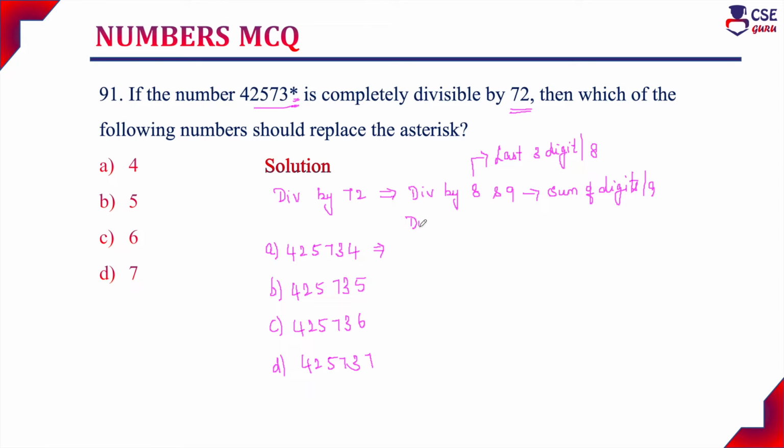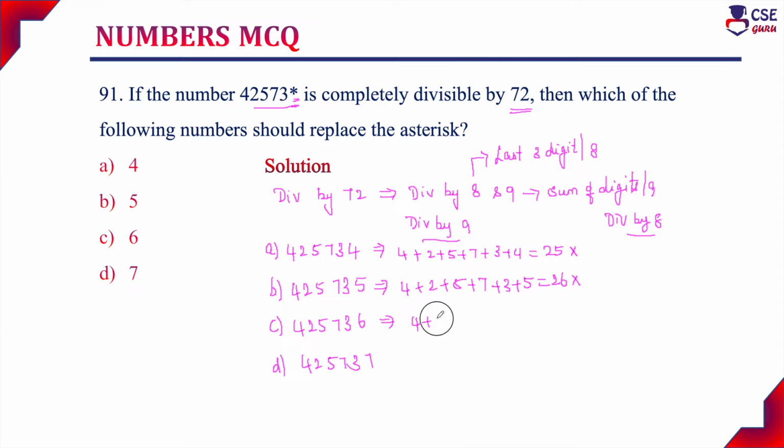So first we will check the divisibility by 9 and then we will check divisibility by 8. For divisibility by 9, the sum of the digits should be divisible by 9. That is 4 plus 2 plus 5 plus 7 plus 3 plus 4. So it is 24. It's not divisible by 9. If it is divisible by 9, then we will check the divisibility for 8. Then next option is 4 plus 2 plus 5 plus 7 plus 3 plus 5. It is 26. It is also not divisible by 9.